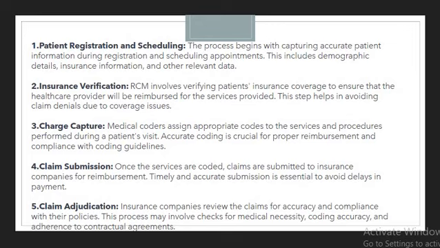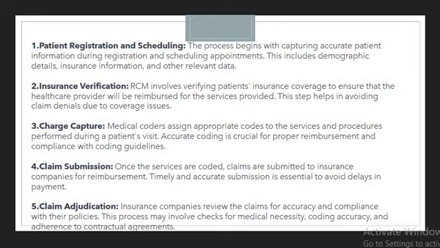So this is the first point. Then comes insurance verification. Now, what is verification? The term verification is to verify something, whether it is completed properly or not. So this thing comes under insurance verification. So RCM involves verifying patient insurance coverage to ensure that the healthcare provider will be reimbursed for the services provided.